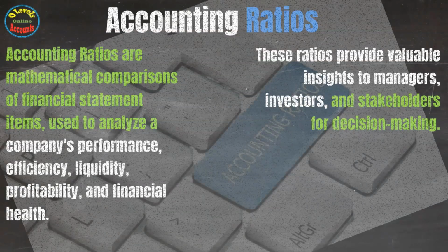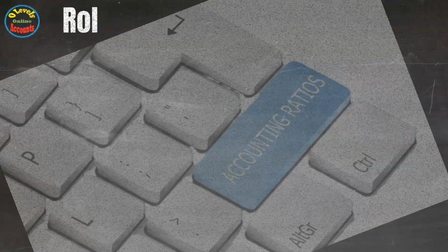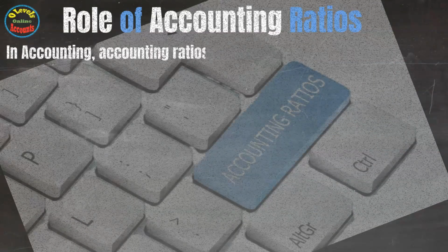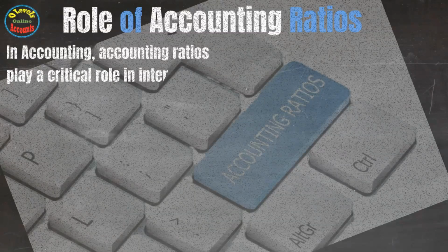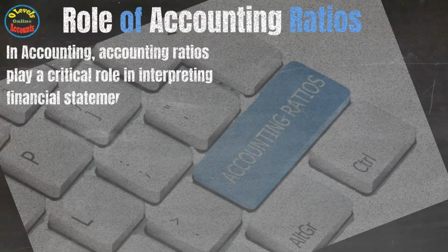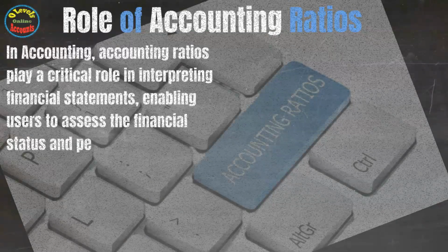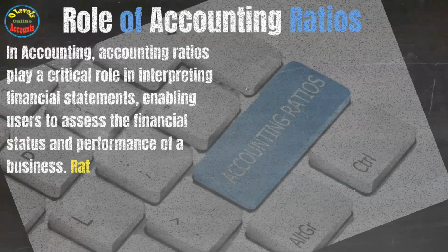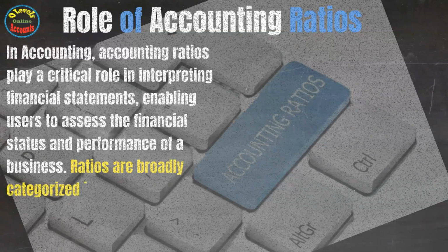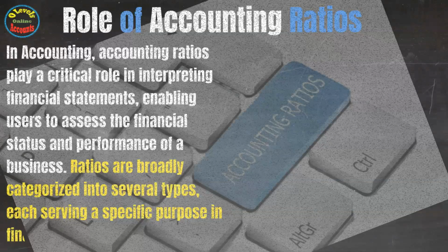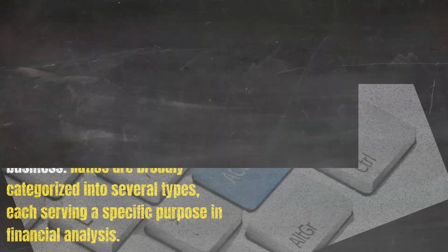Let's check its role. In accounting, accounting ratios play a critical role in interpreting financial statements, enabling users to assess the financial status and performance of a business. Ratios are broadly categorized into several types, each serving a specific purpose in financial analysis. Let's examine its first type, profitability ratios.